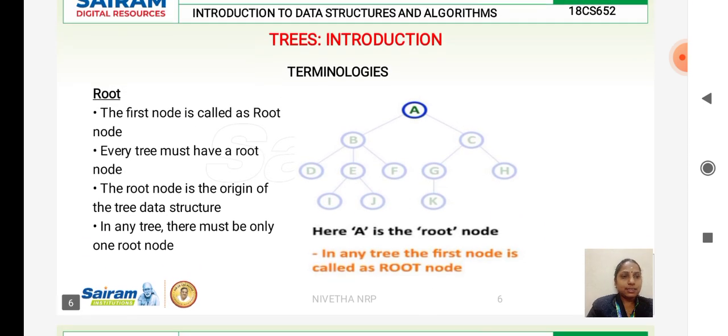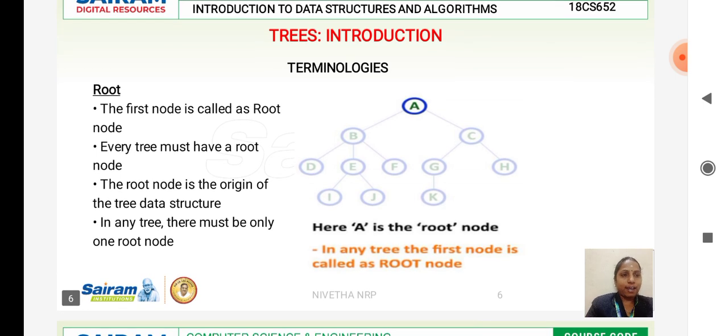We will discuss the terminologies in a tree ADT. The first terminology is the root. Root is the basic node of a tree, and a tree begins with a root. Here an example is given, where A is the root node. Every tree must have a root node, which is the origin from which the other nodes generate, and for every tree there should be only one root node.